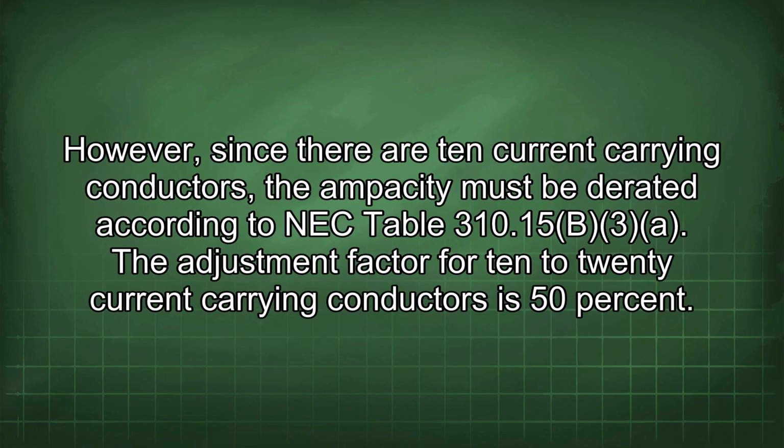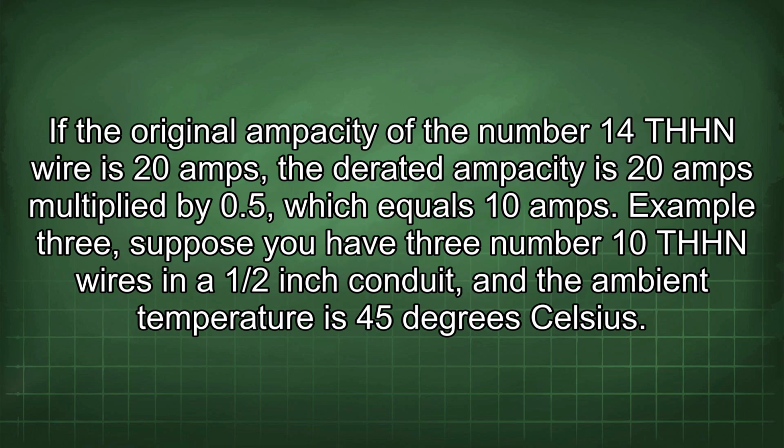However, since there are 10 current carrying conductors, the ampacity must be derated according to NEC Table 310.15(B)(3). The adjustment factor for 10 to 20 current carrying conductors is 50%. If the original ampacity of the number 14 THHN wire is 20 amps, the derated ampacity is 20 amps multiplied by 0.5, which equals 10 amps.